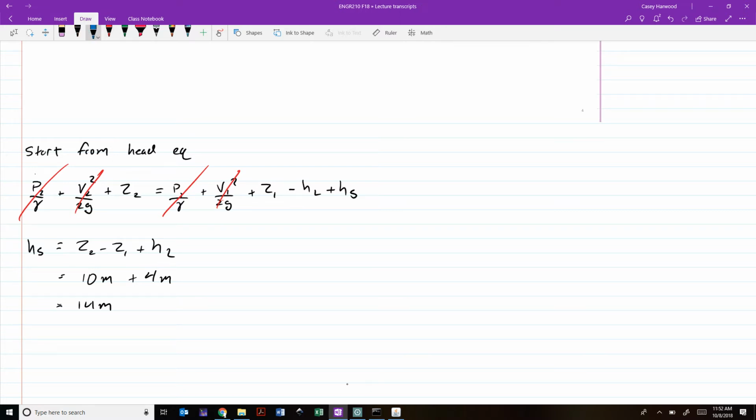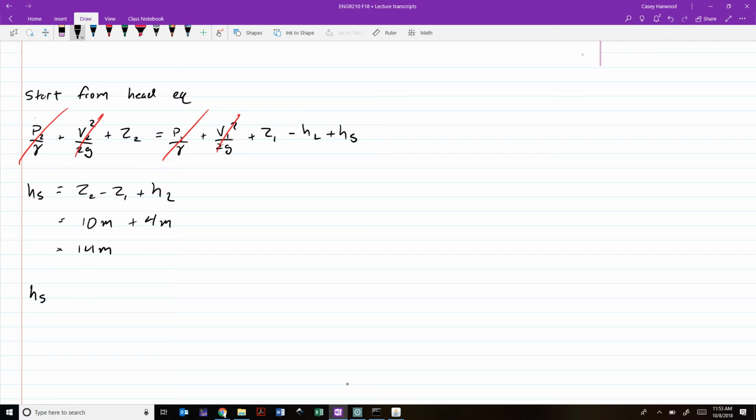Thinking about this a little bit more abstractly, what this is saying is that this H sub s is coming from the pump. That pump has to supply enough energy to the flow to elevate it that 10 meters and overcome the losses for that 4 meters of head loss.